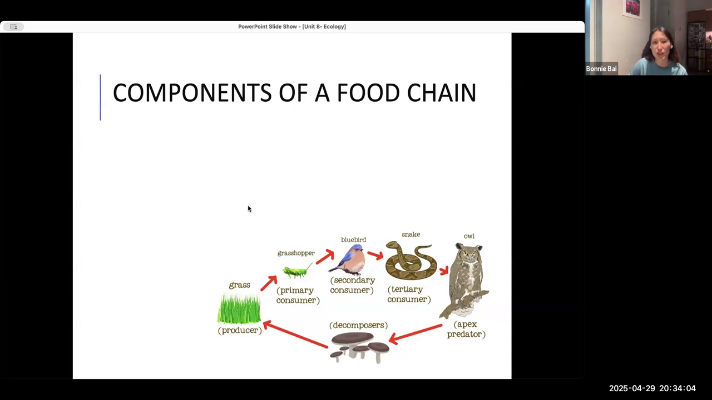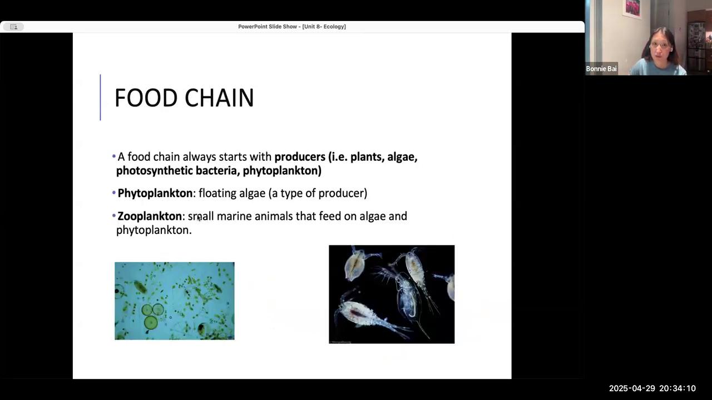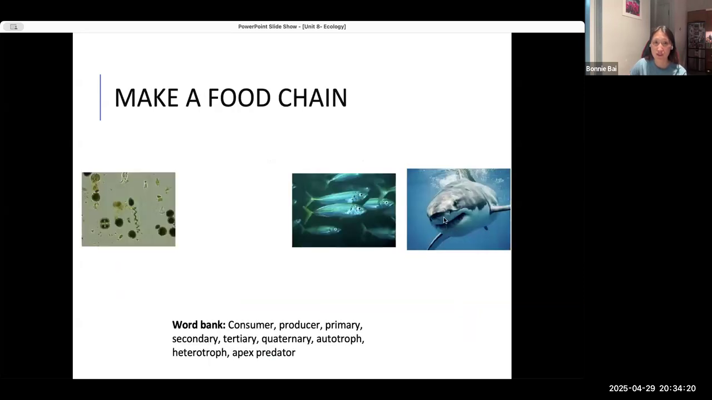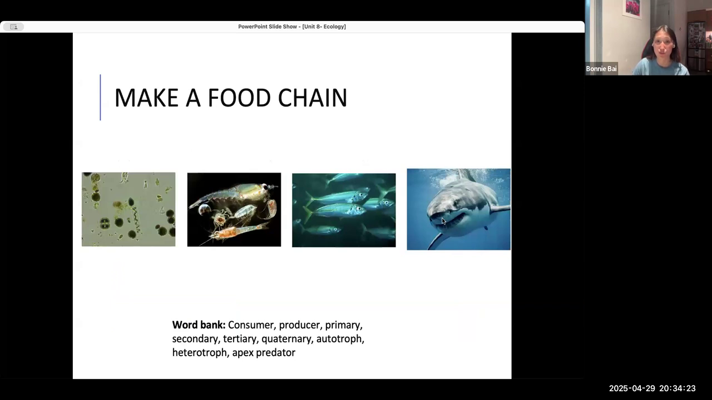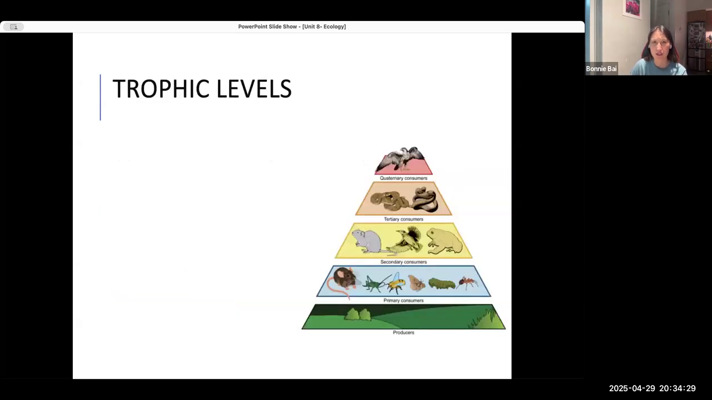Okay, food chain we already talked about. Again, let me know if you have questions anytime. Food chain, I'm gonna skip. Food chain, phytoplankton, floating algae, photosynthesis. They're also primary producers. Zooplankton eat phytoplankton. Moving on from making a food chain. We don't need to make a food chain. Autotrophs, heterotrophs. Yeah, these are all easy.